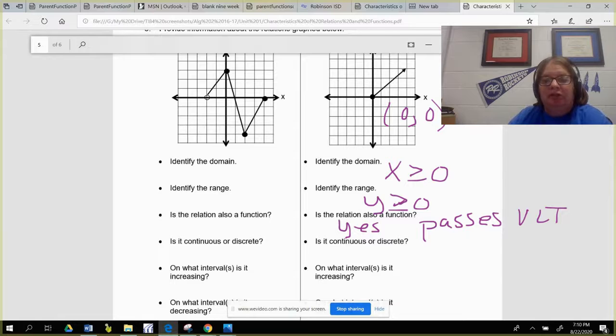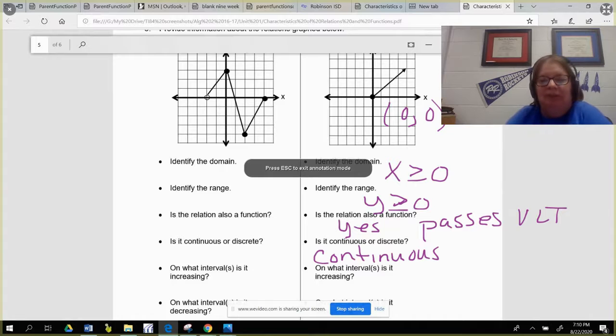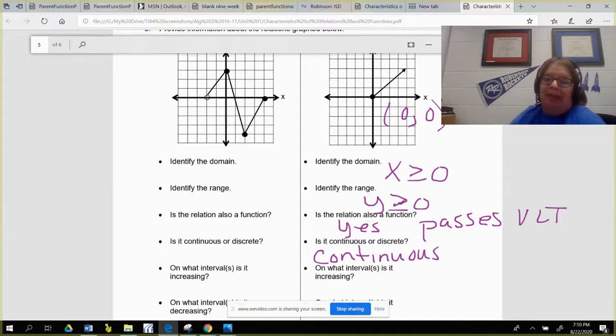Is it continuous or discrete? It's only discrete if they're individual points and they're not connected, but this endpoint and everything past it are connected. That is continuous. If we wanted to be very technically correct, you would say continuous over the domain because it's continuous between 0, 0 and infinity.